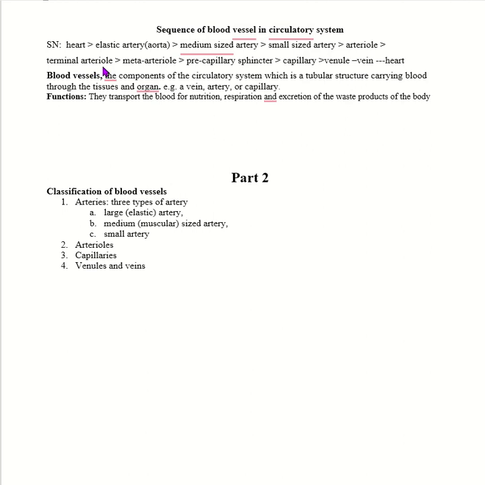Now what do you mean by the blood vessel? Blood vessel is the component of the circulatory system which is a tubular structure carrying blood through the tissue and organ, and vein, artery, capillary are all part of the blood vessel. As for function, they transport blood for nutrition, respiration, and excretion of the waste products of the body.